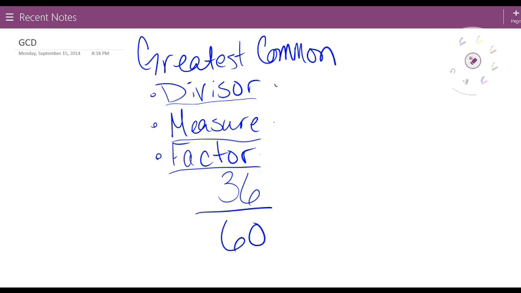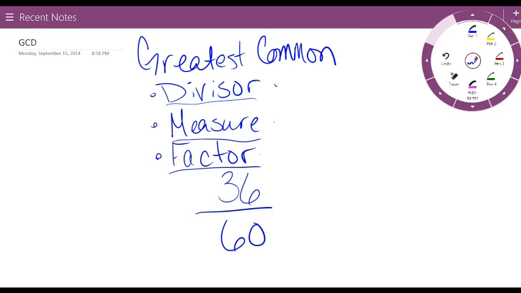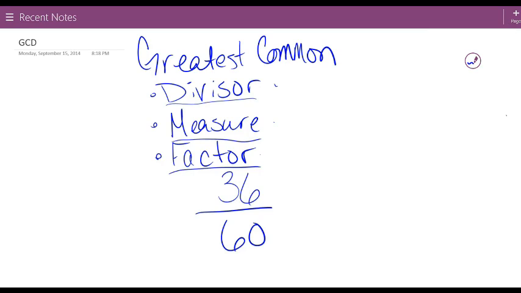Hello everyone, this is Mrs. McCrory, and today we are going to continue talking about how to find the greatest common divisor, the greatest common measure, or the greatest common factor using that division method that we talked about from Pure Mathematics last week.